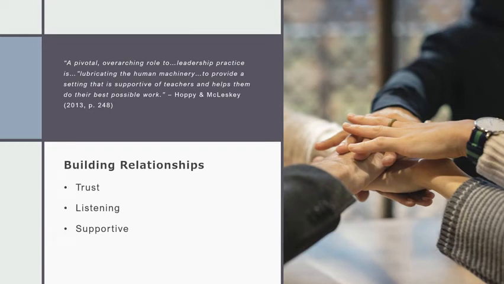We talk about building relationships with students, but throughout this course I have come to believe that it is just as important for leadership to build relationships with their staff. The principal in Hoppe and McCluskey's study referred to this as lubricating the human machinery. Building sustaining relationships creates a nurturing community that trusts, supports, listens, and takes care of each other.